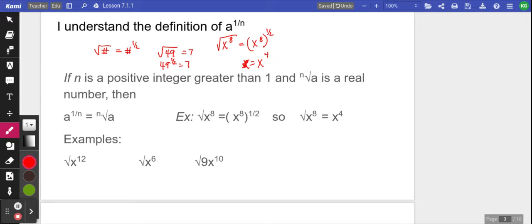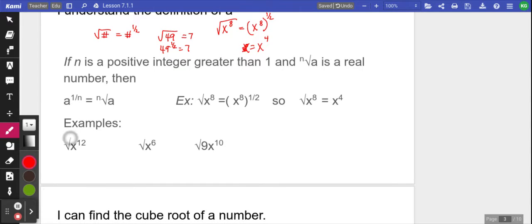So what we're saying is if we are doing the square root of a variable, it is going to cut that variable in half. So this first one says the square root of x to the 12th. So I take 12 times 1/2, and that gives me x to the 6th. The next one is the square root of x to the 6th, so that would be plus or minus x to the 3rd. So now combining our examples from the last slide and this slide, the square root of 9 is plus or minus 3, and half of 10 is x to the 5th.